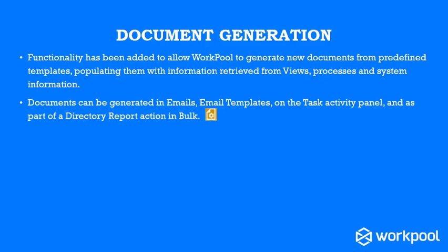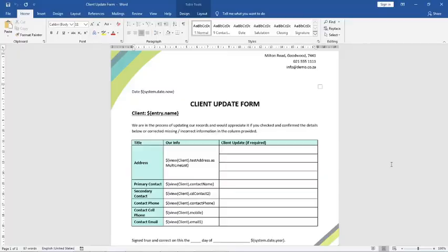These documents can be generated in your emails, your email templates, on the task activity panel, and as part of the directory report action in bulk. The gold icon depicts document generation. So let's go through this.